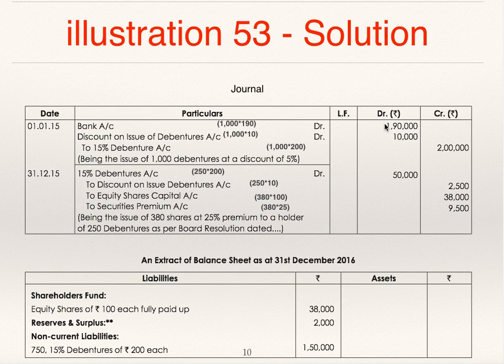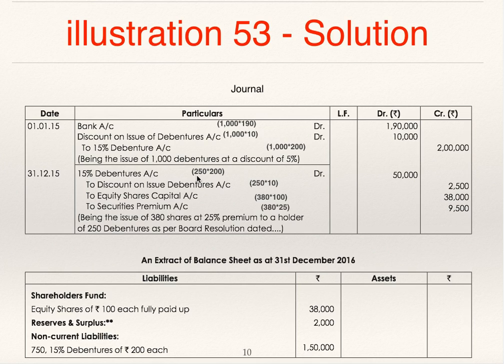1000 into 190, 1,90,000. Discount on issue of debentures 1000 into 10. Just now we have seen discount is 10 rupees per debenture, so 10,000. To 15% debentures account 2 lakhs. Whether debentures are issued at par, premium or discount, face value is to be credited to debentures account.